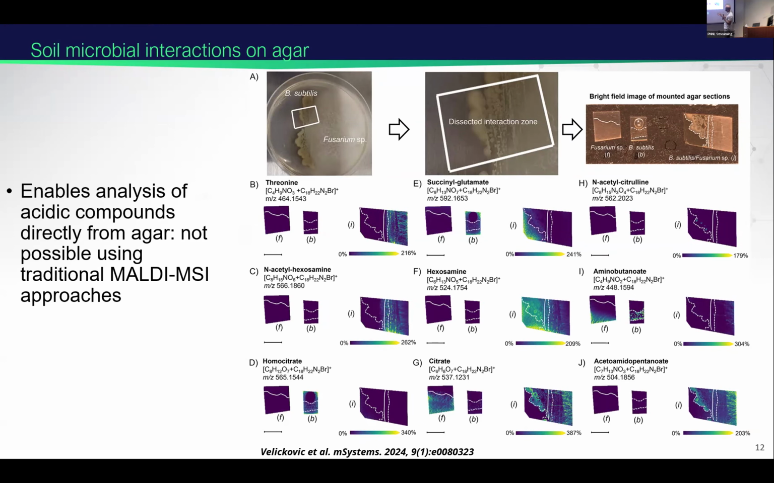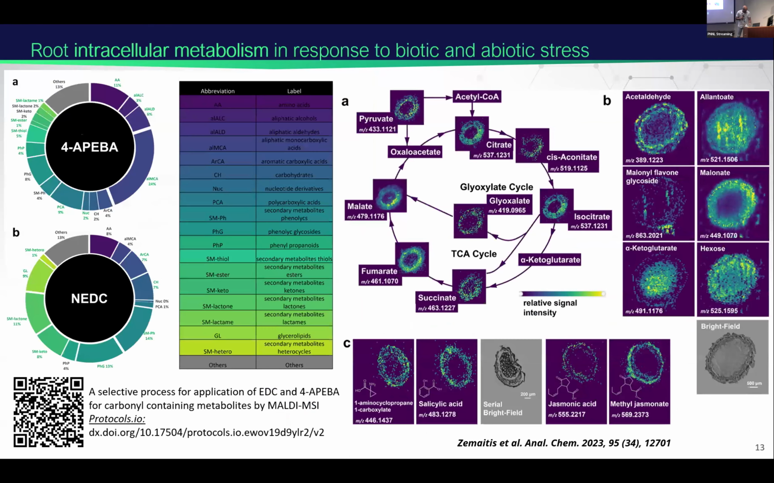So this is the first time that we were actually able to reveal distribution of free fatty acids, components of the TCA cycle, and other carbonyl-containing compounds in different zones of interaction between Bacillus subtilis and Fusarium.